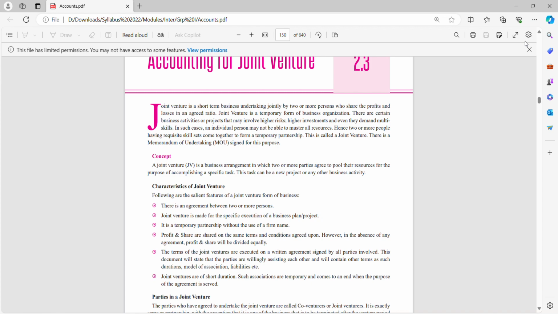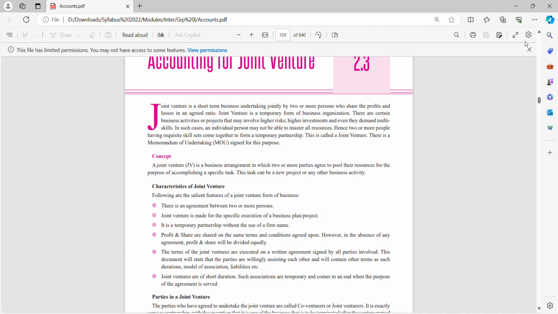Profit and loss are shared on the same terms and conditions agreed upon. However, in the absence of any agreement, profit and loss will be divided equally. The terms of joint venture are executed on a written agreement signed by all parties involved. This document will state that the parties are willingly assisting each other and will contain other terms also. So if there is absence of any agreement, the profit and loss will be shared equally. If there is any agreement between them, it will be shared in the agreed ratio.